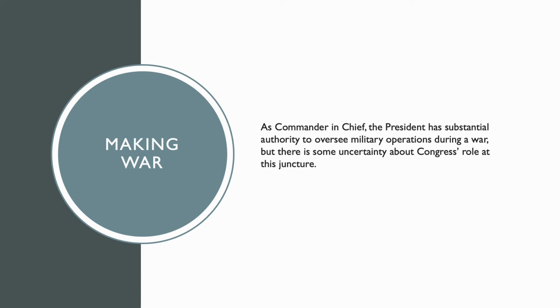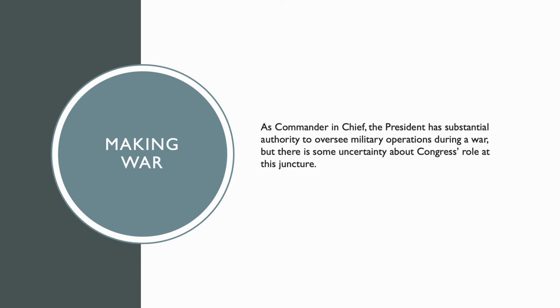So a second area of uncertainty comes into play with respect to the conduct of war. We know that as Commander-in-Chief, the President has substantial authority to oversee military operations during a war. But there is some uncertainty about Congress's role at this juncture after a war has commenced. So the President's primary authority seems to be reflected in Madison's notes on the Federal Convention of 1787, where Congress, as I just mentioned, was not given the power to, quote, "make war." And that was also in part because, quote, that might be understood to conduct war, which was an executive function.